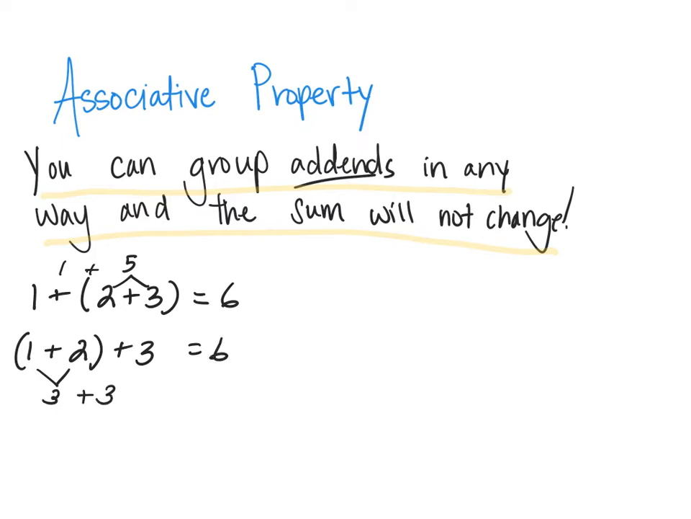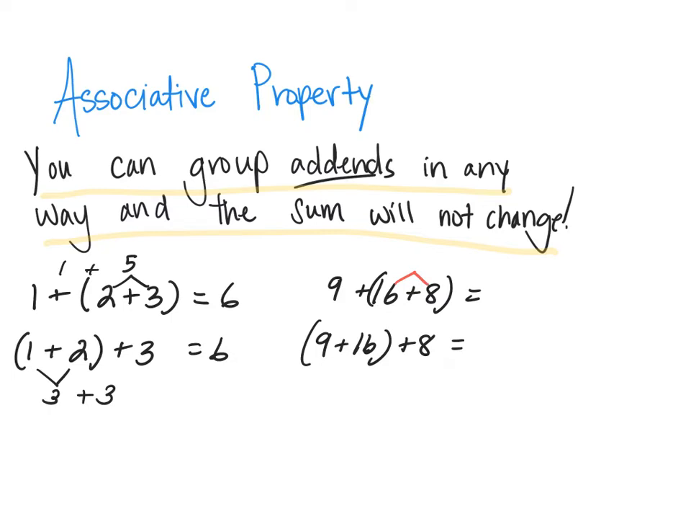Let's do another example with some more complicated numbers. Let's do 9 plus 16 plus 8 equals, and we'll do 9 plus 16 in parentheses plus 8. So associative property says you can group them with parentheses with addition and it won't change the sum. So let's see if that holds true with this problem.